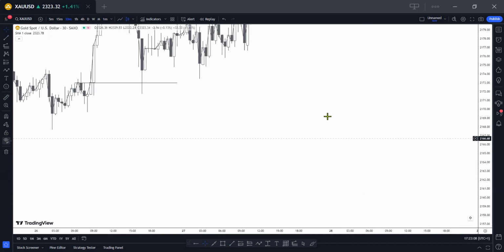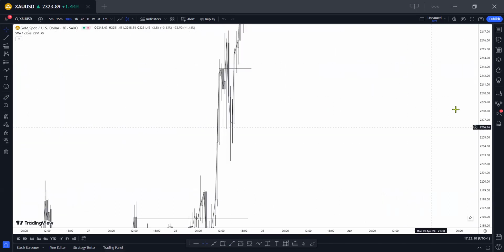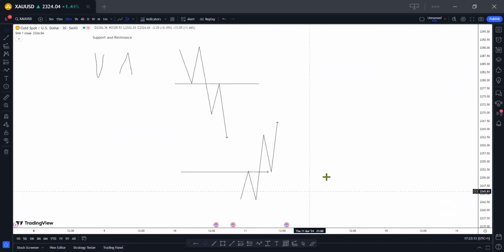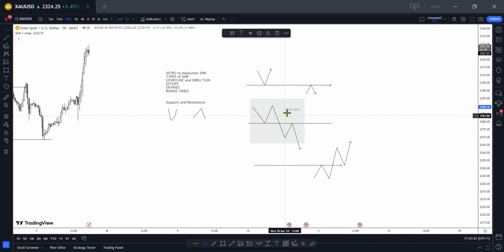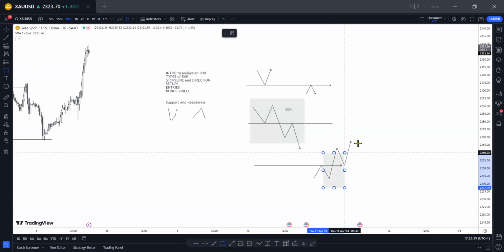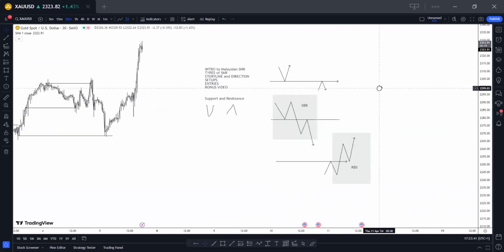So we can have SBR, which is support becoming resistance, or we can have RBS. This is an example of SBR. Yeah, this is SBR. Support became resistance. And this is an example of RBS, resistance became support.